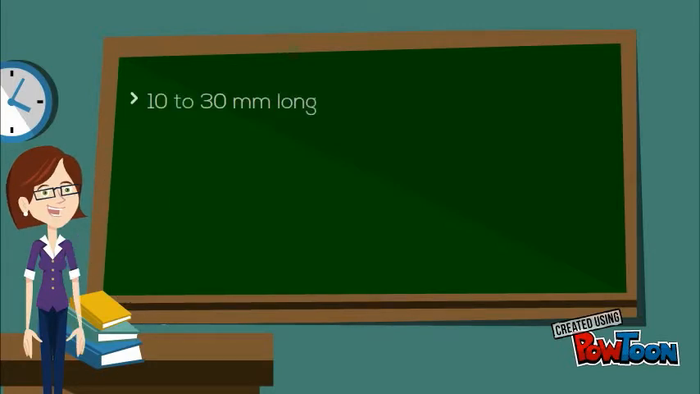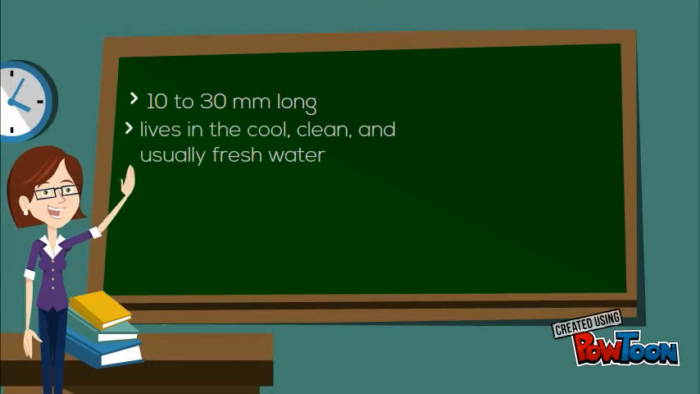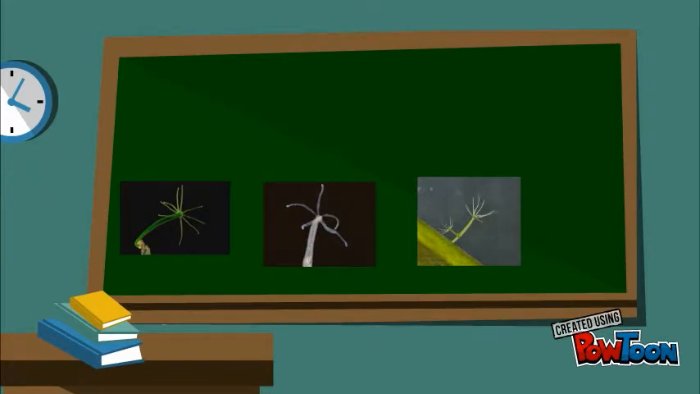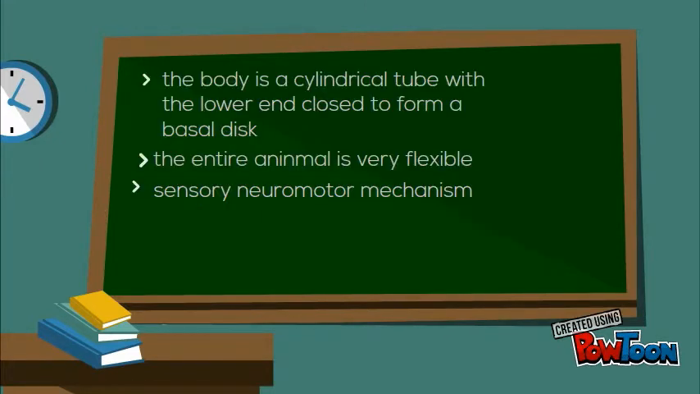Hydras are usually 10 to 30 millimeters long and live in cool, clean, and usually permanent fresh water. The most known examples of this class are Hydra americana, Hydra oligactis, and Chlorohydra viridissima. The general feature of this class is that the body is a cylindrical tube with the lower end closed to form a basal disc.